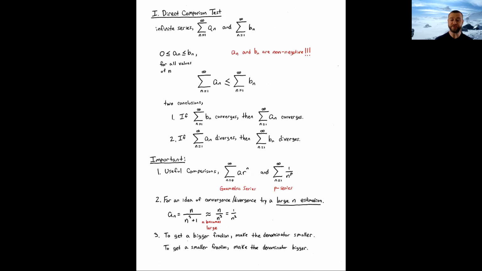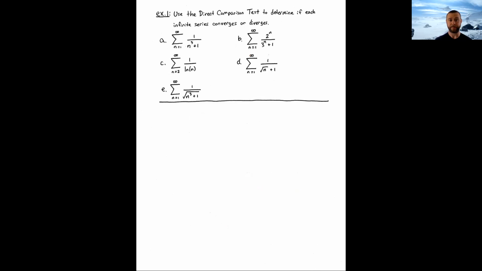All right, let's go ahead and get to some examples on applying the direct comparison test. We're going to take a look at 5 of them. We'll go through the first one, part A, together, and then I'll give everyone an attempt at parts B, C, D, and E after we go through part A.